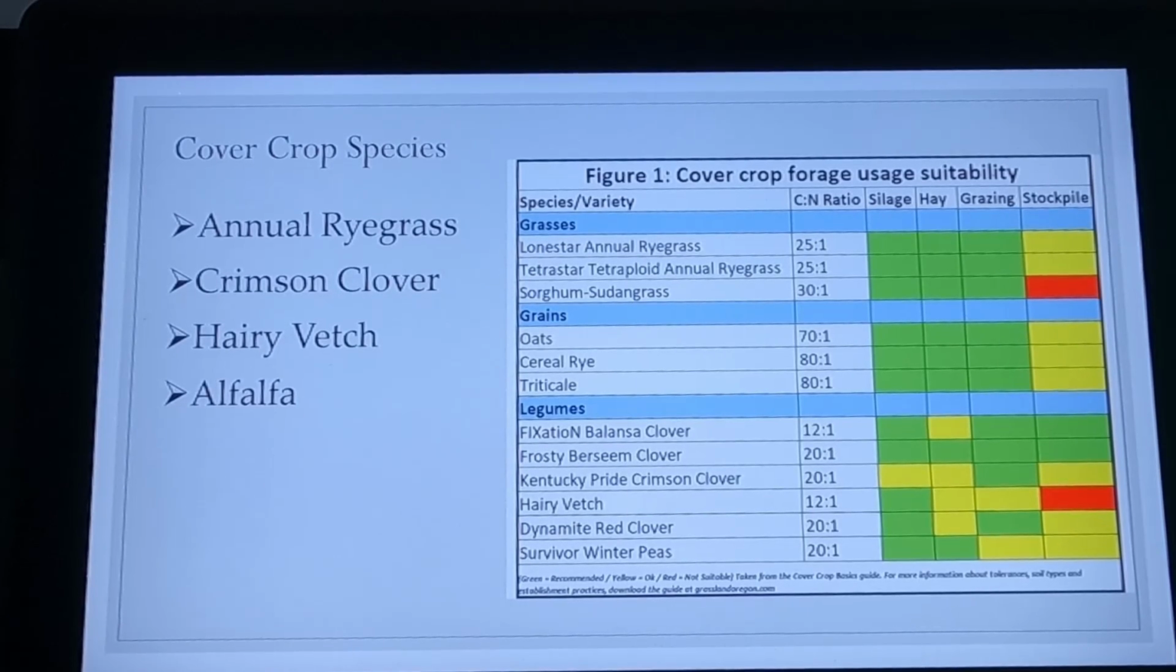So some of the common ones that we use: ryegrass, clover, and hairy vetch. At least the clover and the hairy vetch and the alfalfa are going to be very low carbon to nitrogen ratios.